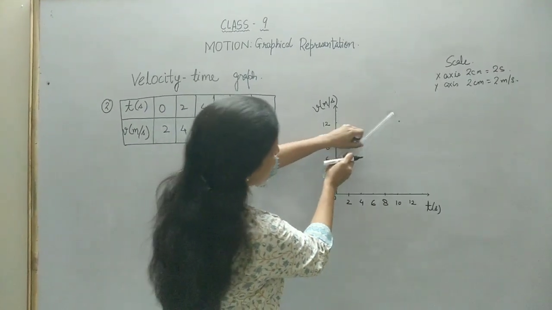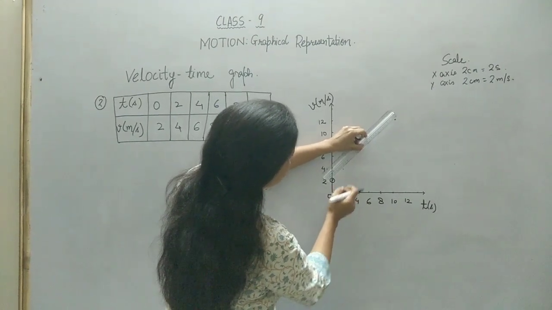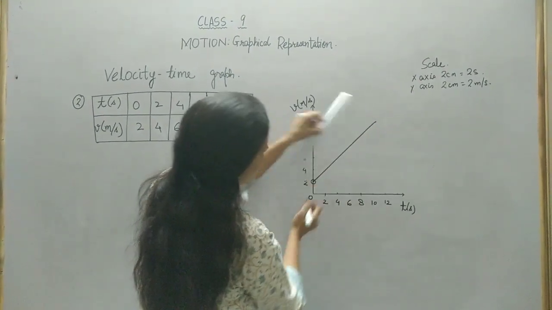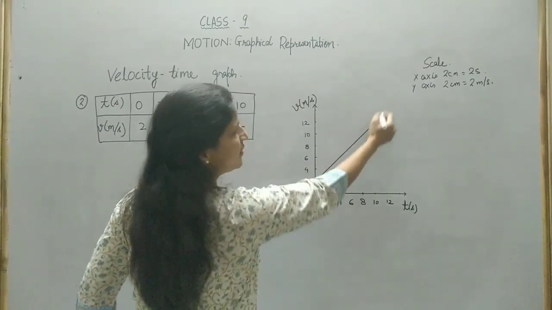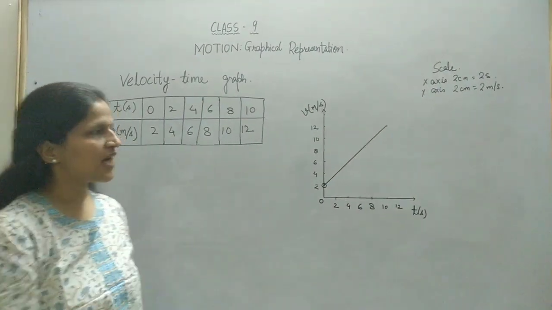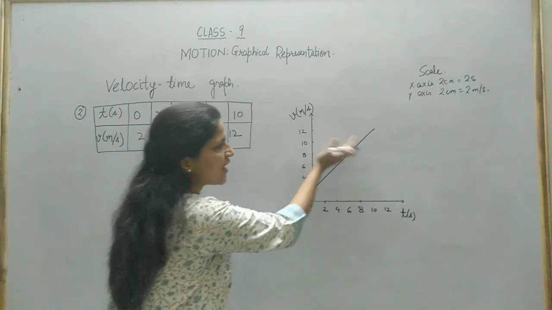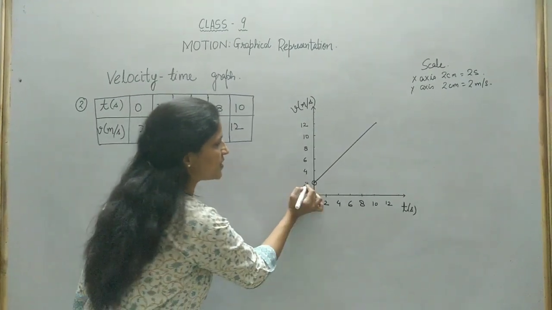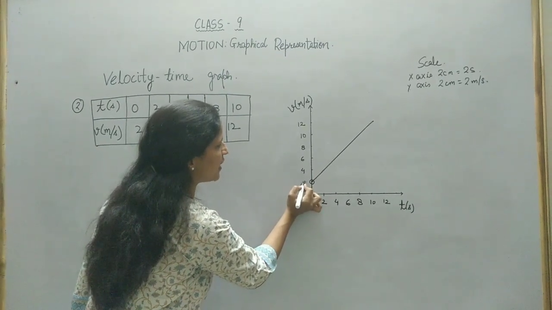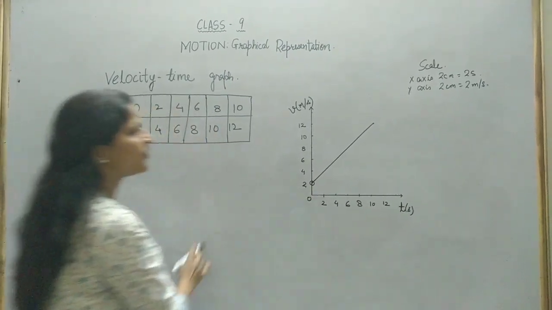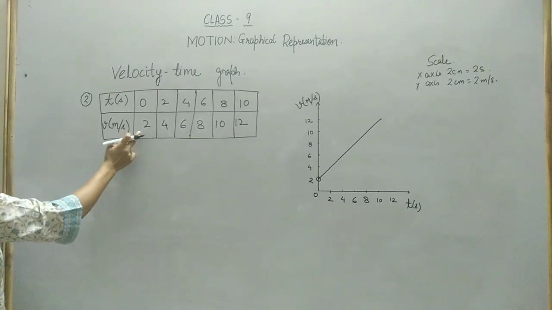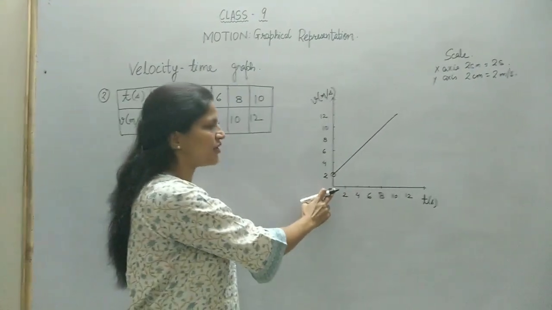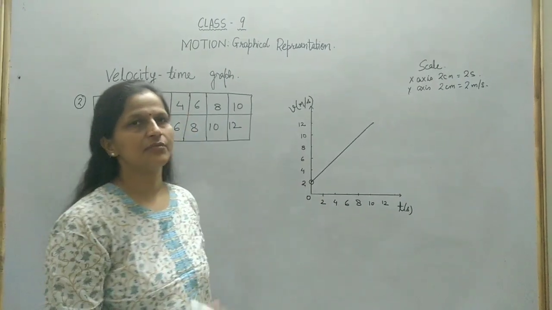Plotting all the values, we get a graph like this. The shape of the graph comes out like this. All the values put down together come out as a straight line which is inclined with the time axis. And it is not starting from 0. It is not starting from 0 because our initial velocity is not 0. Had it been 0, the graph would have started from the origin.